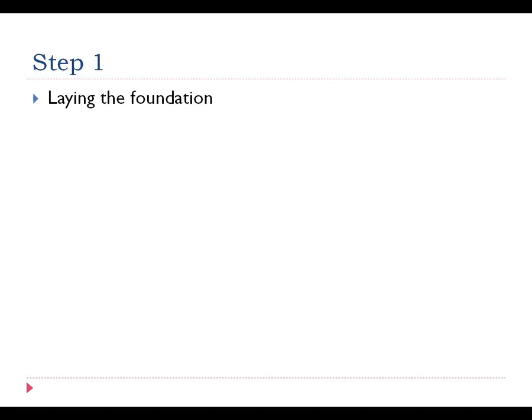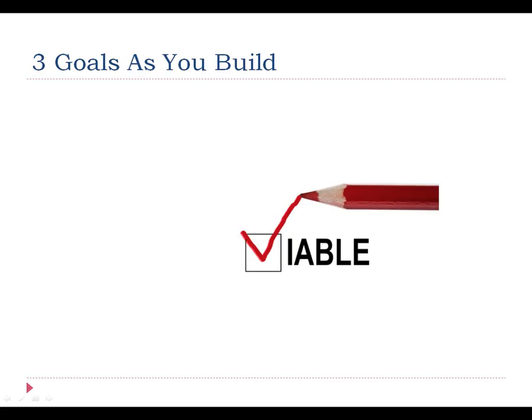you desire to build. Now, there are 3 goals that you need to keep in mind as you build your business, because you want to make sure that you're building a viable business, and you want to make sure that you are building a viable list, which is a profitable list. There's no point in building a list and it's unprofitable, which is what most people do.